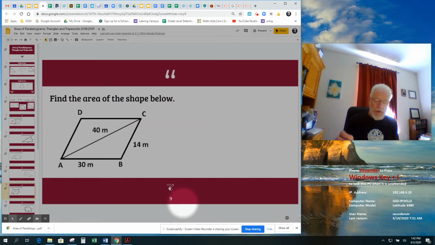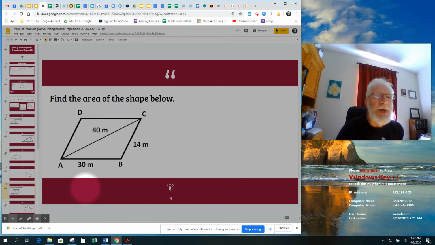Okay. Find the area of this shape below. Let's take a look at this shape. It's a four-sided figure. 1, 2, 3, 4. And it has two sides that look like they are parallel. And the base and the top sides look like they are also parallel. So far, so good. I think this is a parallelogram.